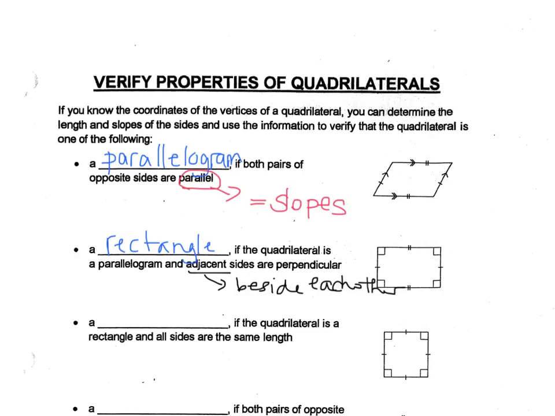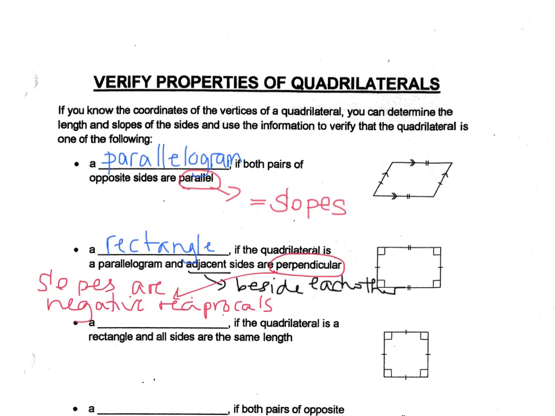How do we prove that sides are perpendicular? As soon as you see the word perpendicular, that should tell you we're going to prove that the slopes are negative reciprocals. Anytime you're looking at parallel or perpendicular lines, you're calculating the slope in order to prove that's the case. So the slopes are negative reciprocals. This is pretty messy, sorry guys. And that's going to prove that they are in fact rectangles.